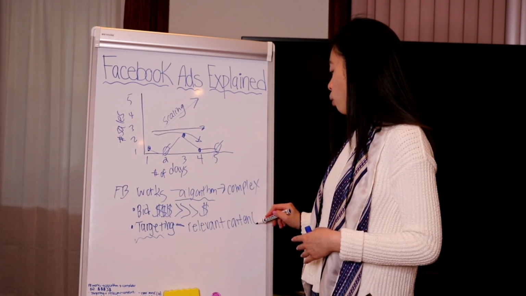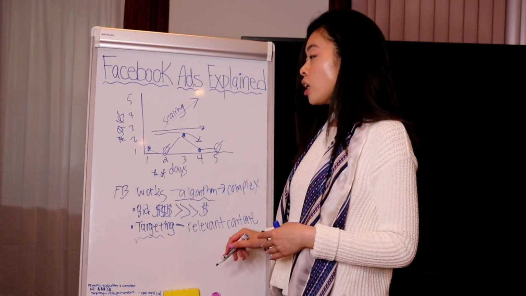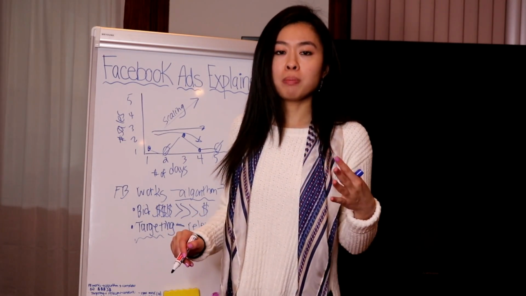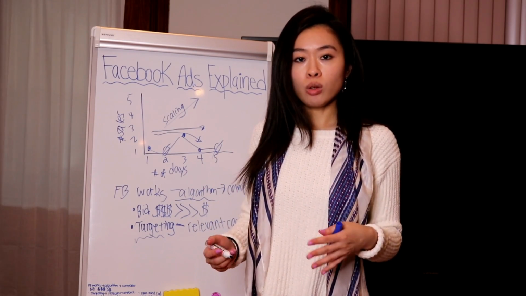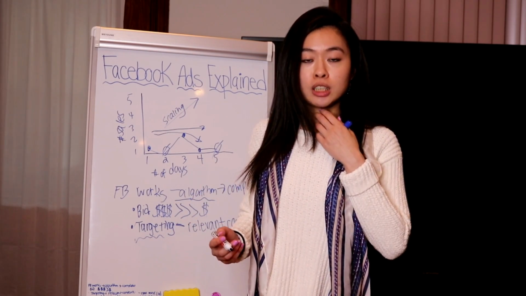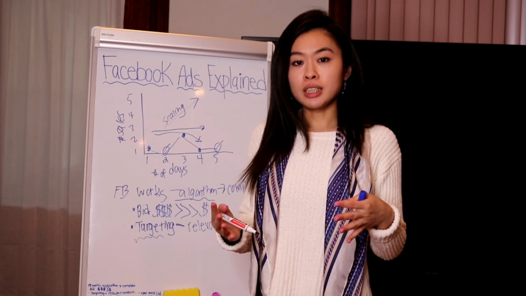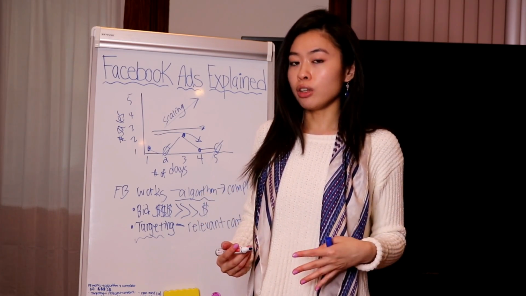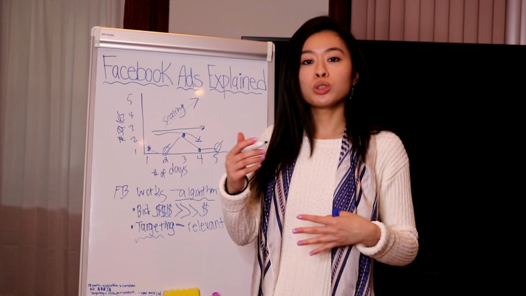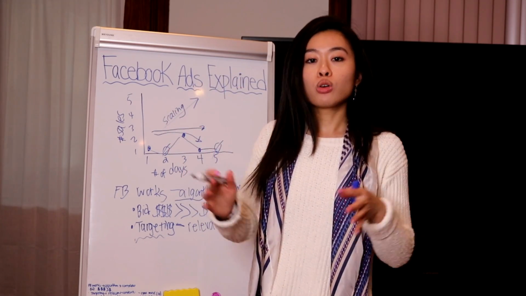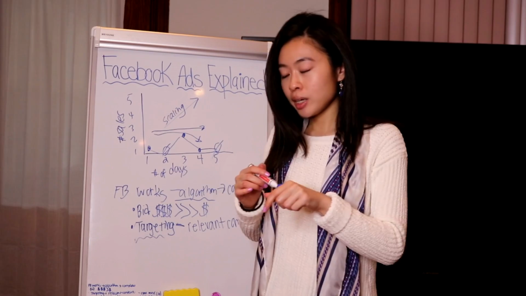Relevant content is very important because if you're showing a product that people do not connect with, they do not like, the chances of them liking or clicking on your link is very small. And so if Facebook sees that, they're going to say, hey, this isn't relevant content. We're going to push your ads down. So that goes factor into their algorithmic process. All right.